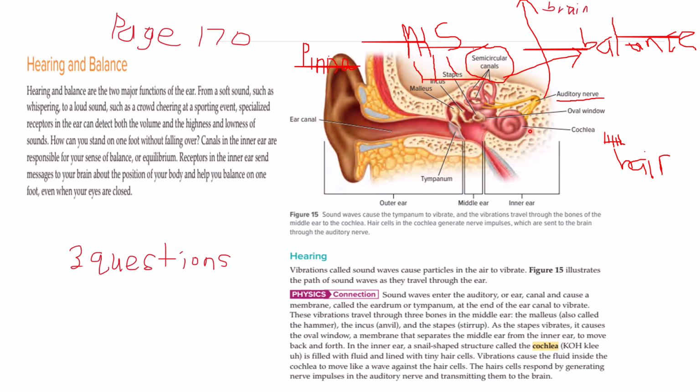Next, you have the auditory nerve. So remember the keyword auditory.